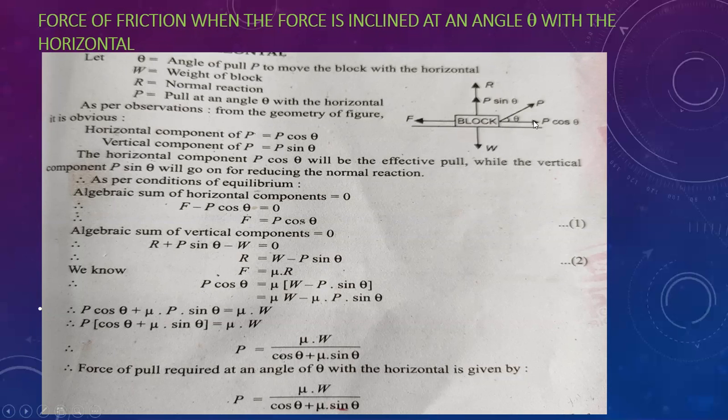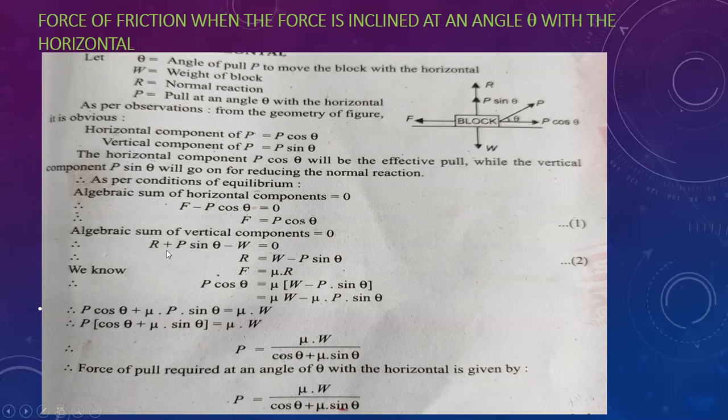This is the horizontal direction, and here is the other direction. In the equilibrium condition in this direction, P cos theta will be equal to F. So you can write P cos theta is equal to F. Next, P sin theta and R are in one direction, so P sin theta plus R is equal to the opposite direction, W. So P sin theta plus R is equal to mg, W, or you can rewrite this equation as R plus P sin theta minus W is equal to 0.